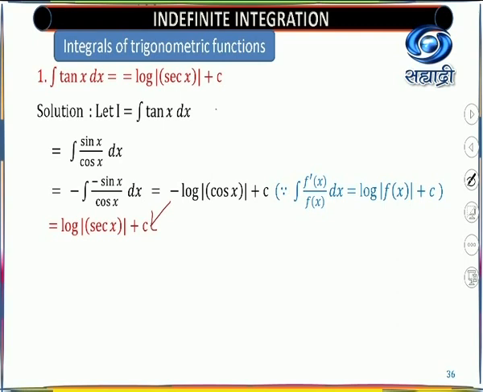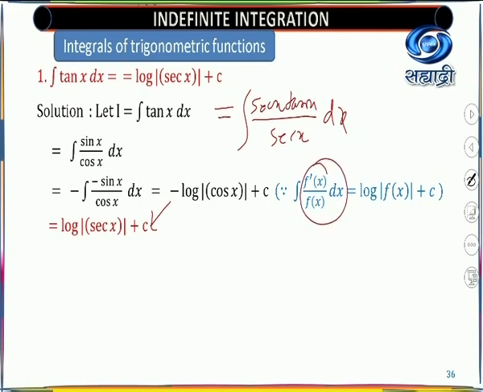Okay, here is one more method you are able to solve: you have to multiply and divide by sec x. You will get sec x tan x upon sec x dx. Now look at here, what is the derivative of sec x? Derivative of sec x is sec x tan x. That means you are able to write this directly in the form f dash x upon fx dx. So directly you are able to use log of mod of sec x plus constant of integration.